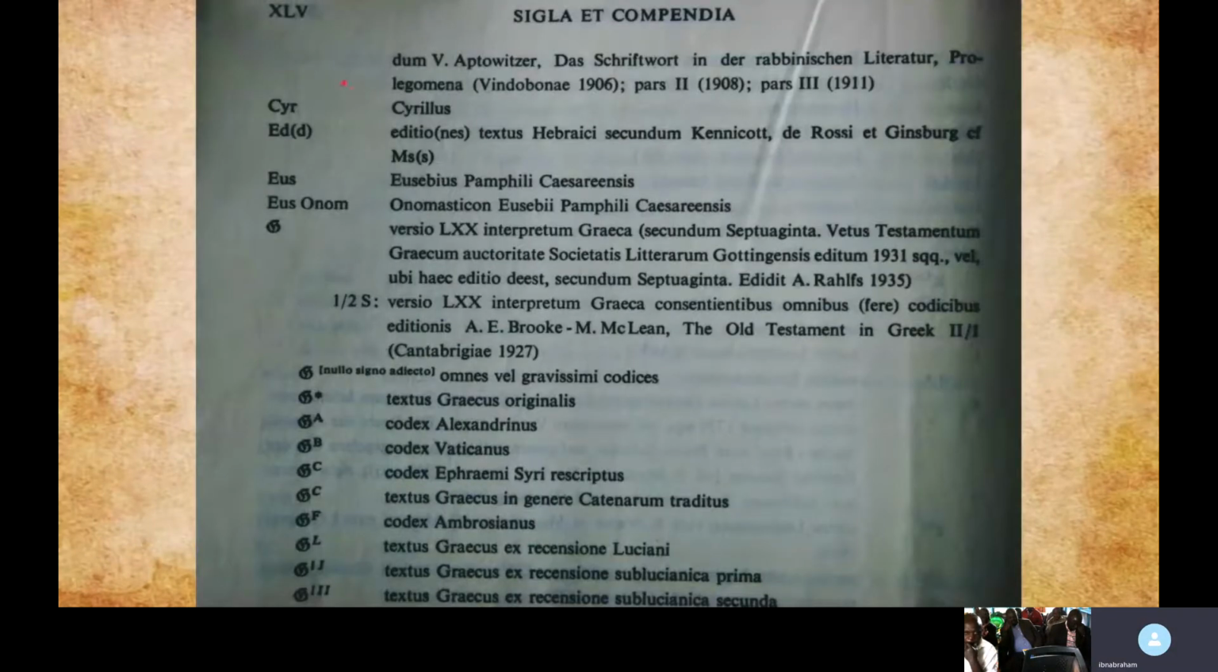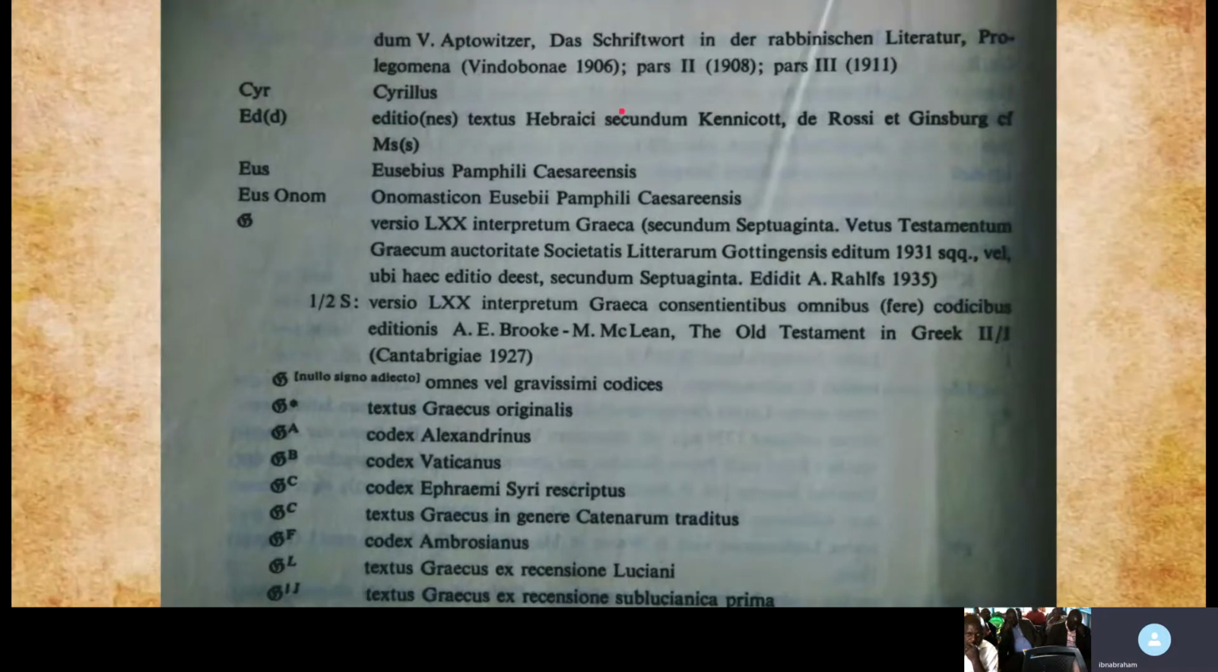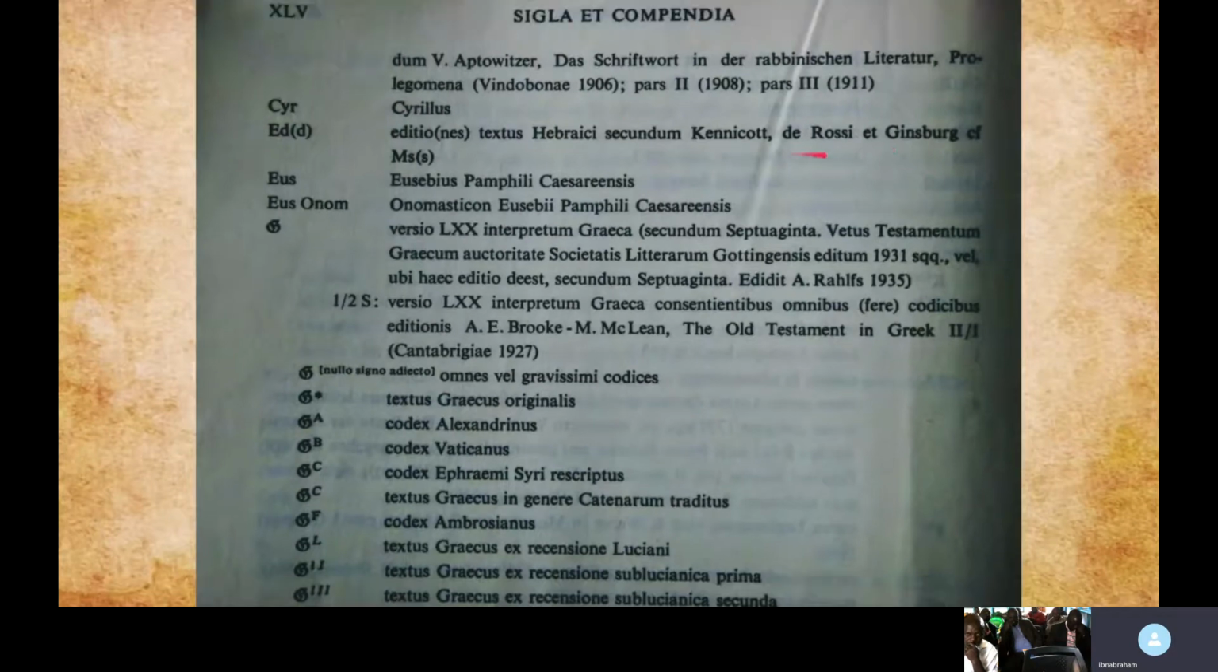On the second page of that, here's an abbreviation that says this is based on Cyril, Saint Cyril. This is editions of the Hebrew text of Kennicott and De Rossi and Ginsburg.